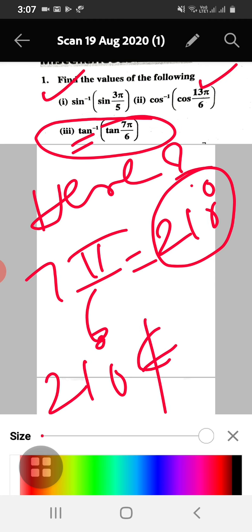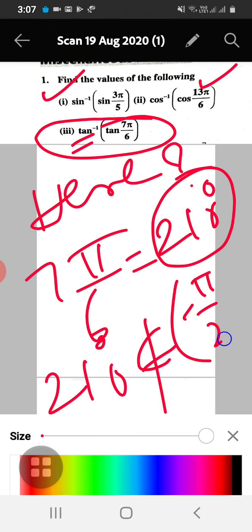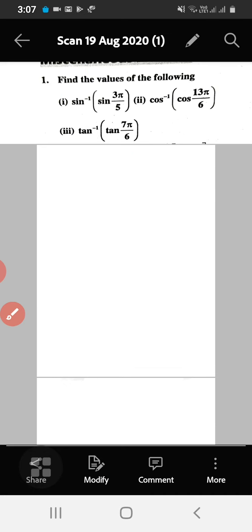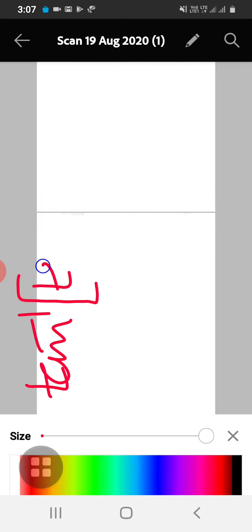So what was the principal value branch for tan inverse? That you should remember. As I told in my first class itself, it is the open interval minus pi by 2 to pi by 2. See here, it is 210 degree. So it does not belong to our open interval. So we have to reduce that one. So let us consider that and do it here. Tan inverse of tan of 210 degree.